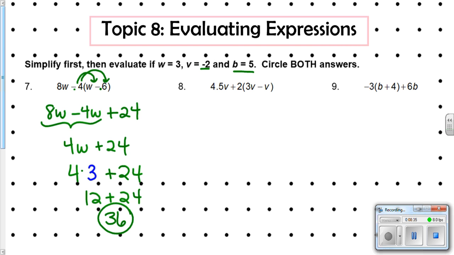Okay, so again, we're simplifying first, and then plugging in, evaluating, whatever you want to call it. So number 8, again, let's simplify first. So I'm going to leave 4.5v alone. 2 times 3v is 6v. 2 times negative v is negative 2v.